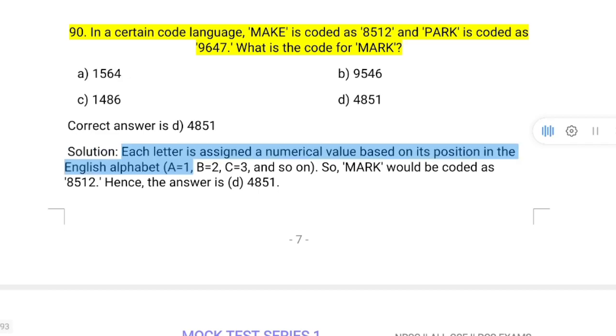Solution. Each letter is assigned a numerical value based on its position in the English alphabet. A equals 1, B equals 2, C equals 3, and so on. So, MARK would be coded as 8512. Hence, the answer is D, 4851.